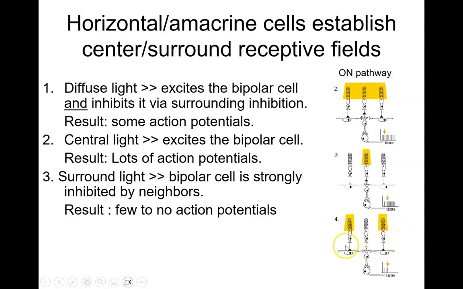Here, if we have light in the surround, the horizontal cells will actually send inhibition. The bipolar cell will be inhibited by the neighbors. Light excites these horizontal cells, which send inhibition to the bipolar cell. As a result, we get fewer to no action potentials. So in this particular case, we are getting what is called lateral inhibition. We are sending inhibition to neighboring areas of a receptive field so that we can get greater contrast.